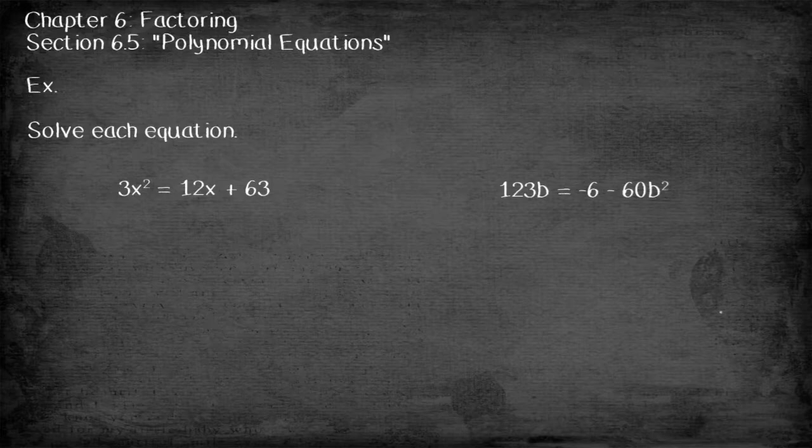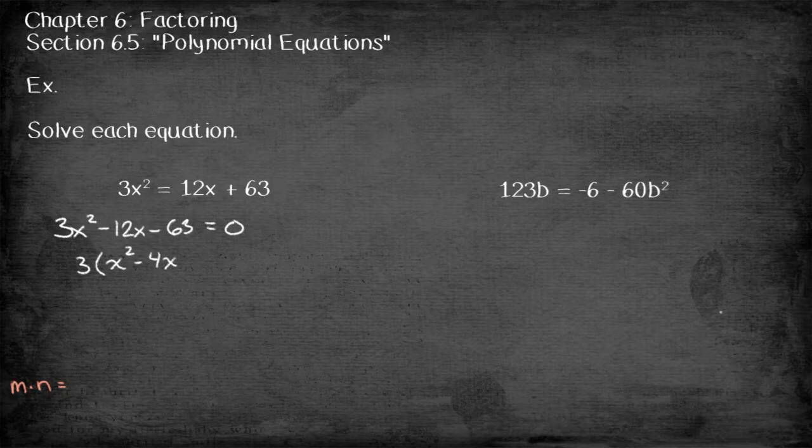Alrighty, some more examples here. So first up, with this equation on the left here, I need to get everything over on one side. So I'll have 3x squared minus 12x minus 63 is equal to 0. I'm going to have to use the AC method again. So I need two numbers that multiply to give me... Oh, actually, we don't need to do that quite yet, because I can see that there is a common factor.